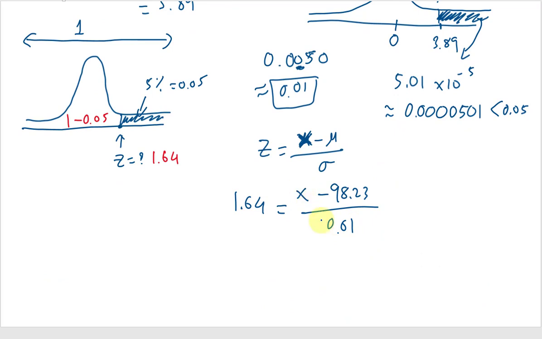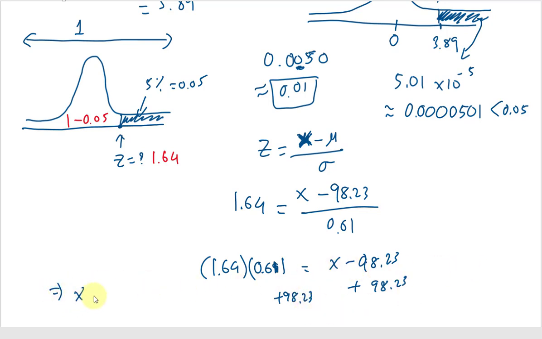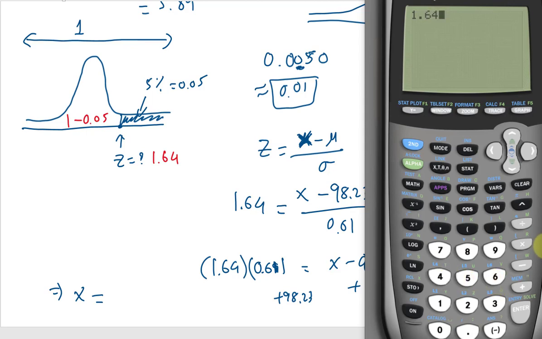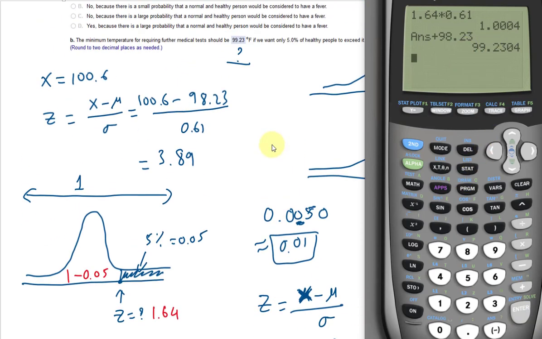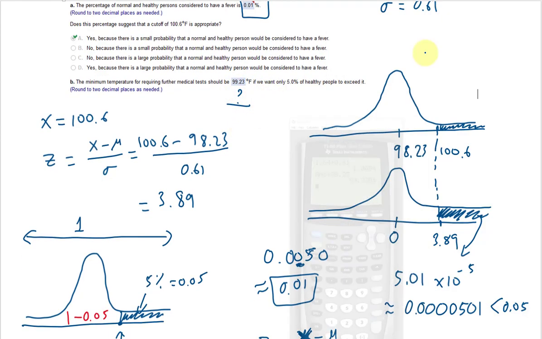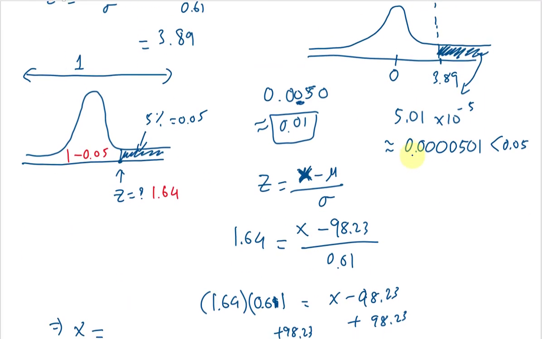So to solve for the temperature x here, we multiply both sides by 0.61 and then we add 98.23 on both sides to solve for x. So let's do that. We have 1.64 multiplied by 0.61 and then add 98.23. That gives me 99.23, which is right here. So this is the temperature that we should use if we want only 5% of healthy people to exceed it, to have fever. And that is the end of this problem.